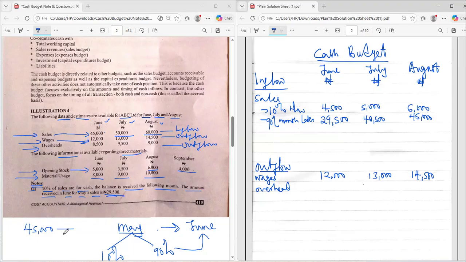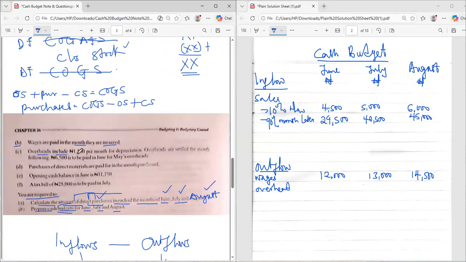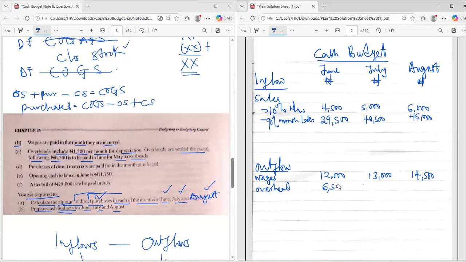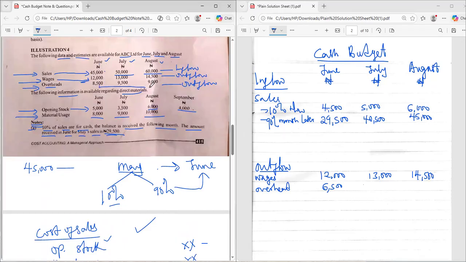The next one is overhead. Let's check if there's additional information for overhead. Overheads include 1,500 per month for depreciation. Overheads are settled the month following. The month following means the next month. Okay, 6,500 to be paid in June for May's overhead. So we're going to pay 6,500 for the overhead that we incurred in May, to be paid in June. Are we communicating?